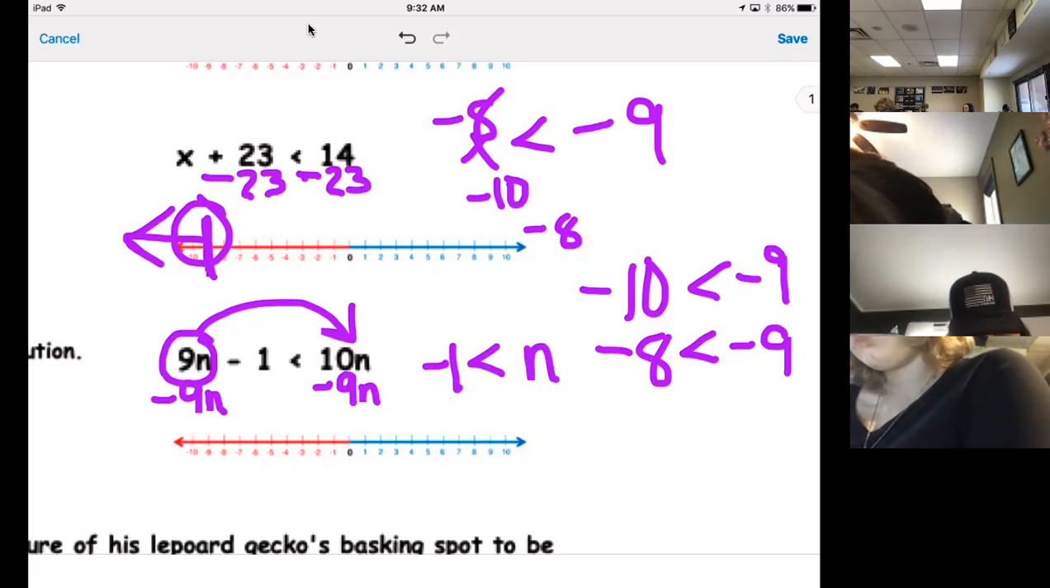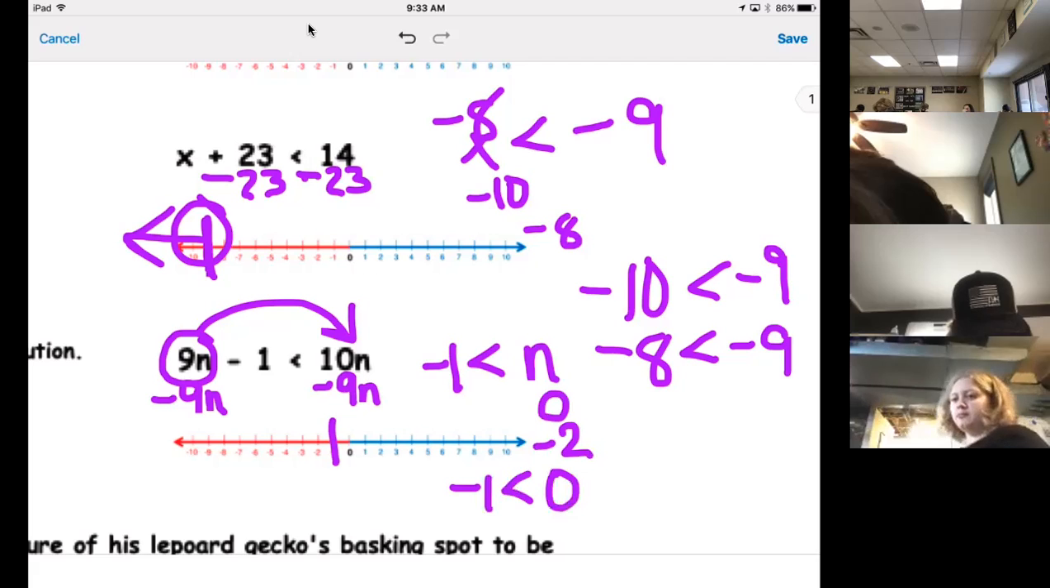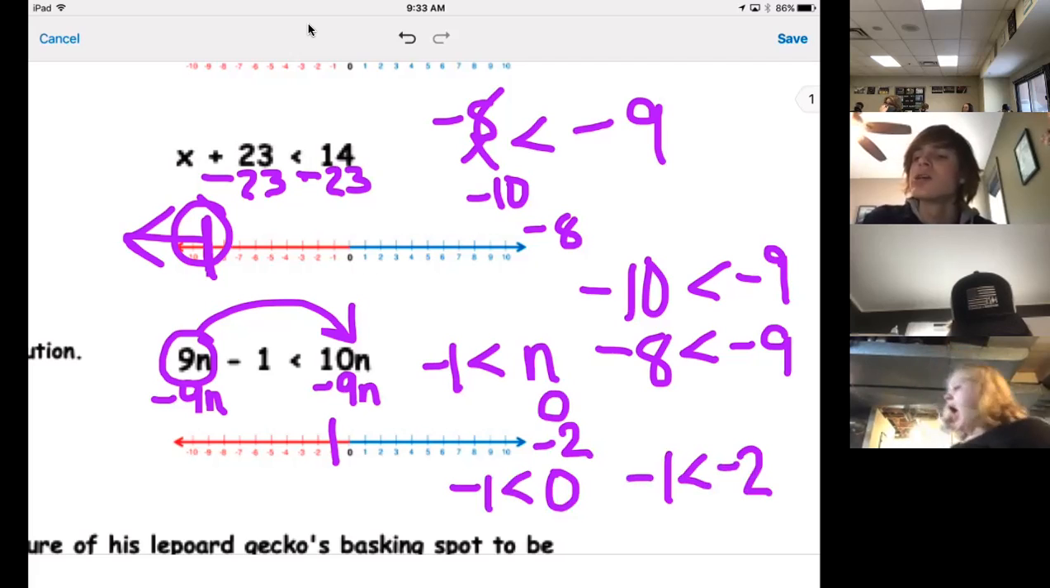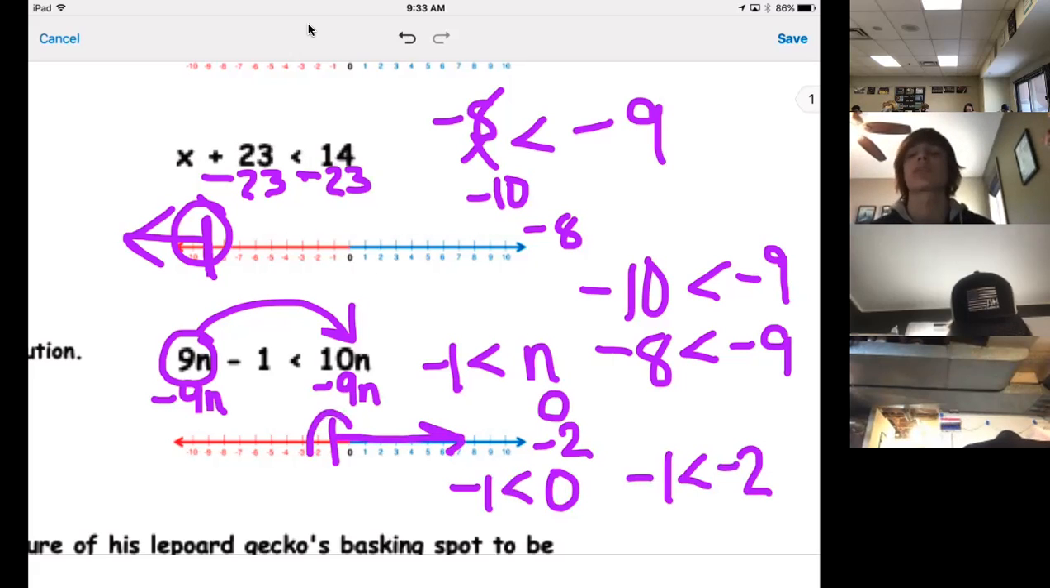I told you you didn't have to do anything with that multiplication or division yet. Okay, so we've got it solved for n, we can go ahead and graph. So here's -1. I've got 0, and I've got -2. So -1 is less than 0, or -1 is less than -2. Which one of those satisfies our alligator? 0 does. So we're going to go towards 0, which is going to the right. And there's no equal sign, so it's going to be open.